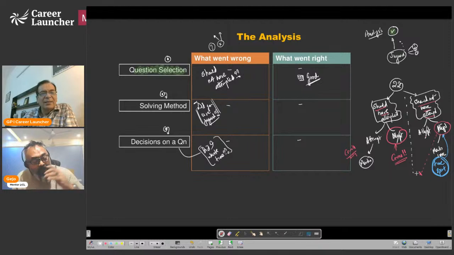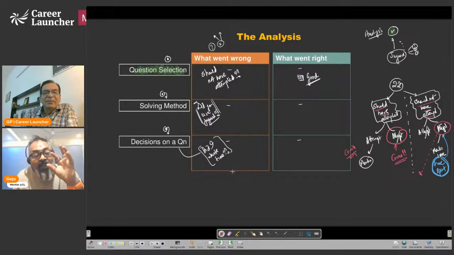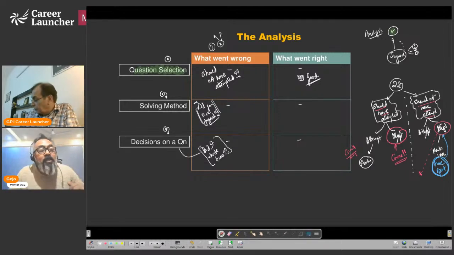So again, let me repeat what I just said. When it comes to VRC, you can see there are a lot of questions that you should not have attempted, but you end up attempting. But that is very visible by your negative marks. It's very visible by your negative marks. It's very rarely that we leave such questions.